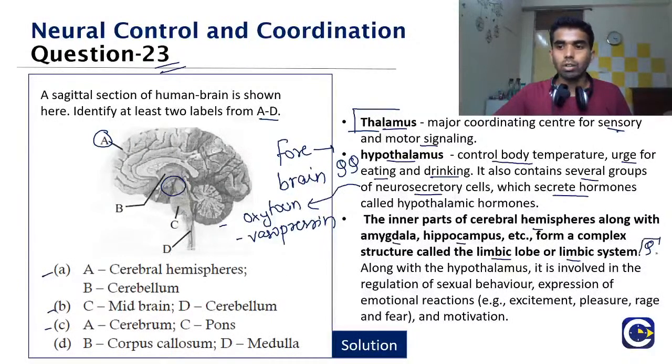So if you meditate, you will make your limbic system stronger. It will be under your control and you will not get emotional easily. So this is about the limbic system.